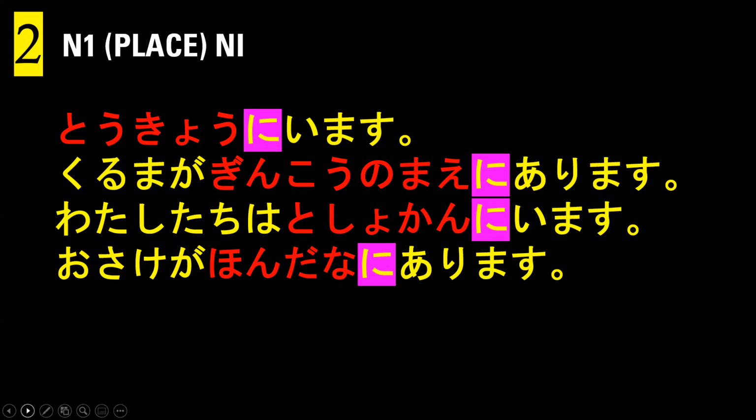Next. Osake ga hondana ni arimasu. Okay. Osake, which is wine, ga hondana, which is a bookshelf, arimasu, which is ibig sabihin there is a... okay, hindi natin nahanap ang hondana, hindi natin nahanap ang bookshelf, ang nahanap mo ay wine. Osake ga, kasi siya yung pinaka-importante, siya yung subject of the sentence.